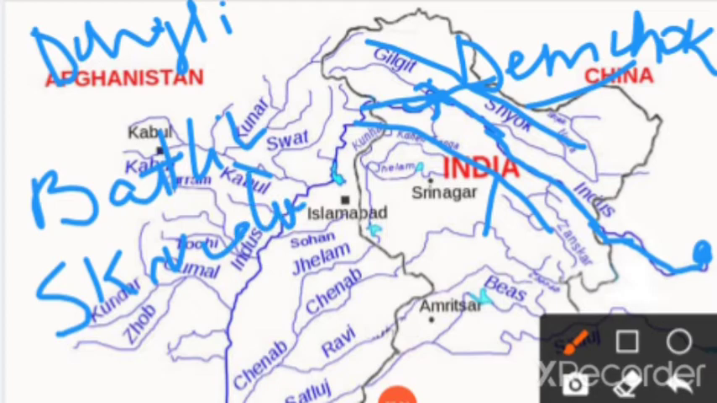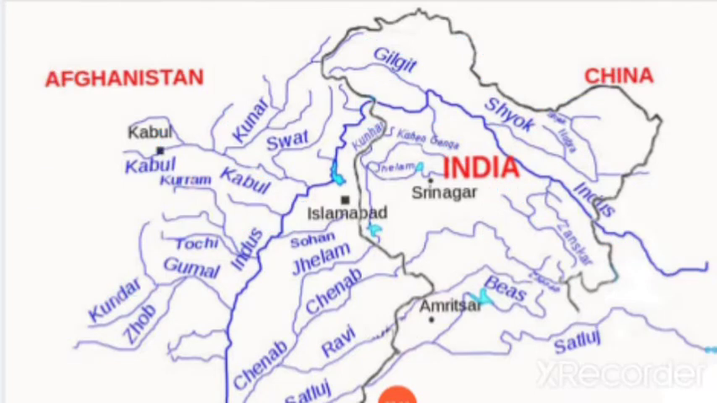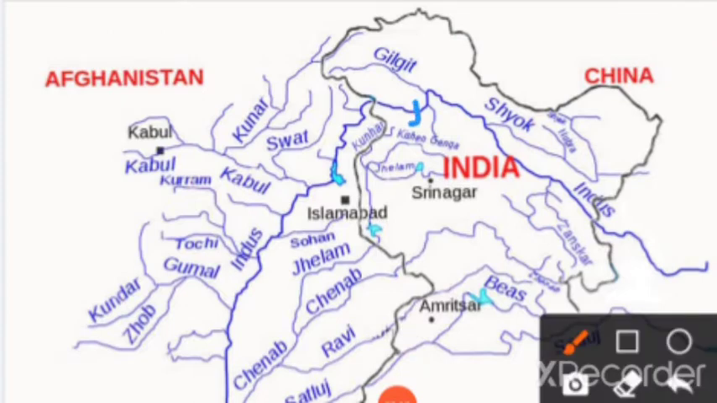S-K-A-R-D-U. Skardu. So this is the important point which you must know, because this is the place from where Indus enters into the Baltistan, and it continues to flow northwest towards the city of Gilgit. Upon reaching the city of Gilgit, it turns west, as you can see, and then fully enters the northwest frontier provinces of Pakistan.